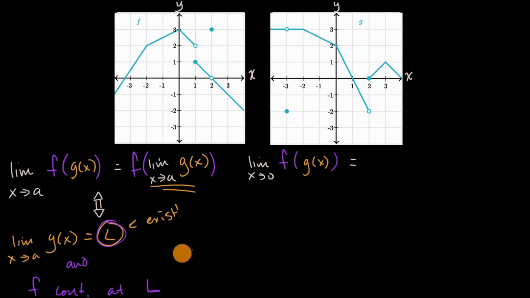Limit as x approaches 0 of f of g of x. First of all, pause this video and think about whether this theorem even applies. Well, the first thing to think about is what is the limit as x approaches 0 of g of x, to see if we meet this first condition. As x approaches 0 from the left, it looks like g is approaching 2. As x approaches 0 from the right, it looks like g is approaching 2. And so it looks like this is going to be equal to 2. So that's a check.